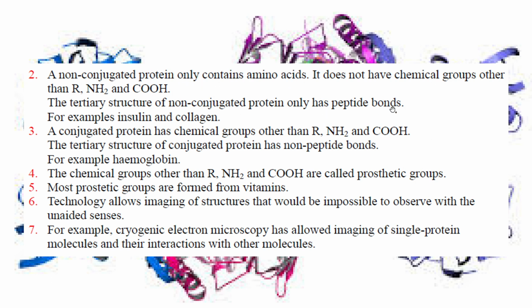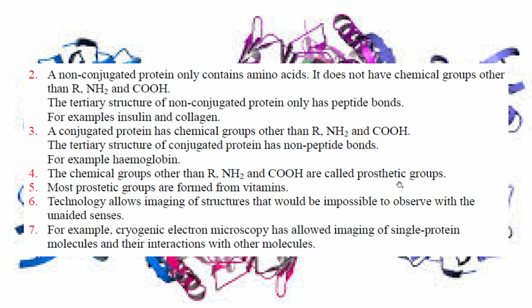Non-conjugated protein only contains amino acids, so all the bonds are peptide bonds, for example insulin and collagen. A conjugated protein can have chemical groups other than the R group. So it is an exception. Before we said that it must be like this, but now we're open, be more open-minded. Some proteins can have a different group of R, NH2, and COOH, with even more variety. And the tertiary structure of a conjugated protein can have a non-peptide bond by the other parts.